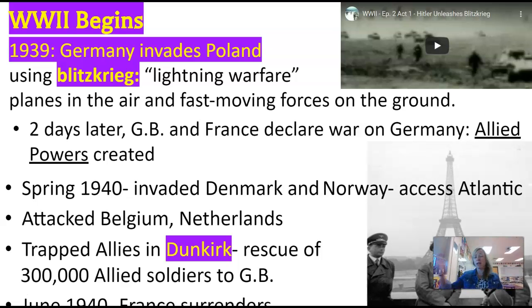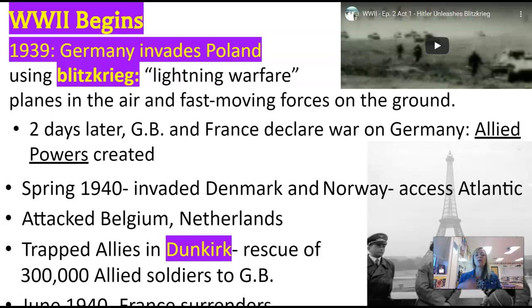It's the use of planes, in this case, Germany using their Luftwaffe. Their Luftwaffe is their air force. They're going to come in and bomb over and over and over, cause havoc. It's chaotic. There's casualties, there's injuries, buildings that are unstable. And as people are coming out of the rubble trying to figure out what's going on, then they have fast-moving forces come in through tanks and actual ground forces.